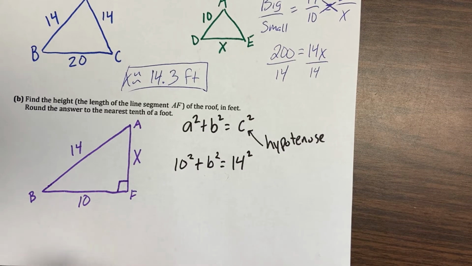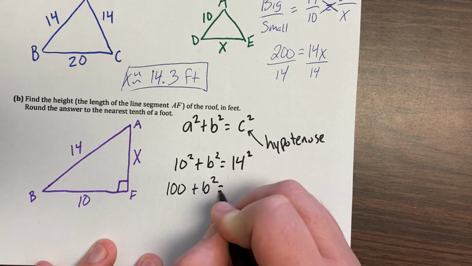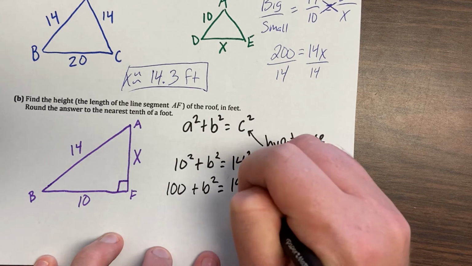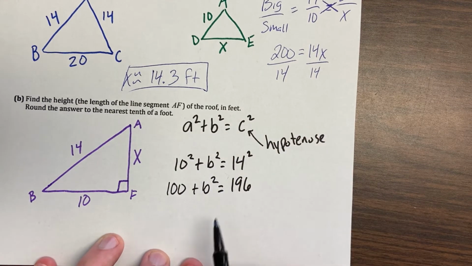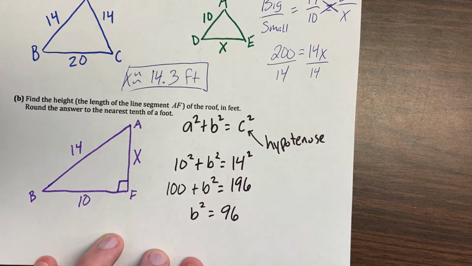squared. And we're just going to simplify and solve for b. So 10 squared is 100. Again, we don't know what b squared is, we'll just leave it at that. 14 squared is 196. If I subtract the 100 over, now I'm left with b squared is equal to 96.